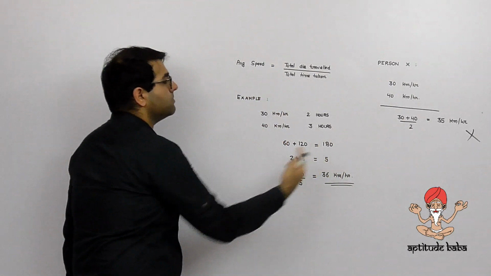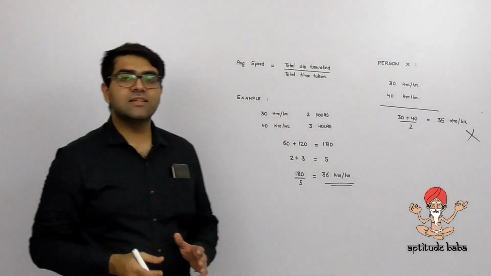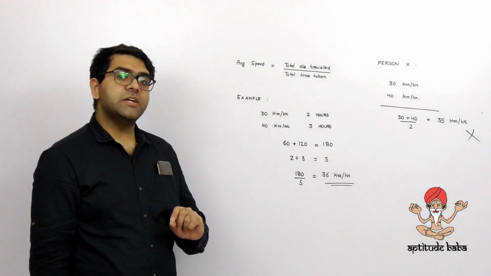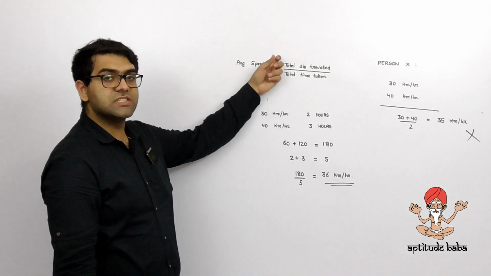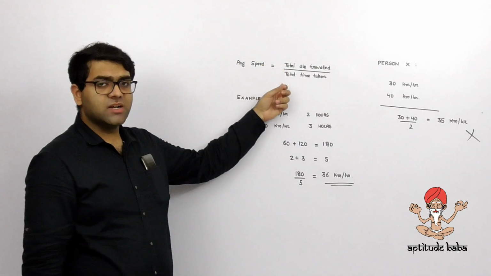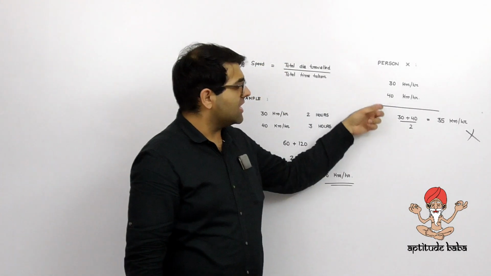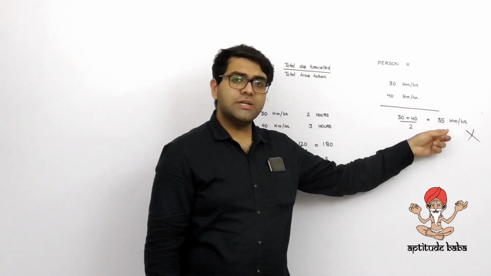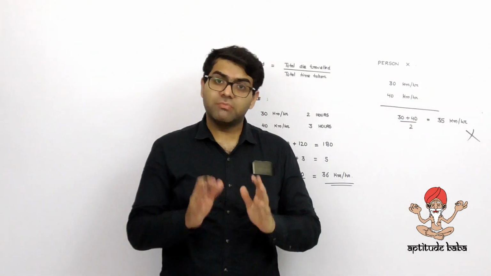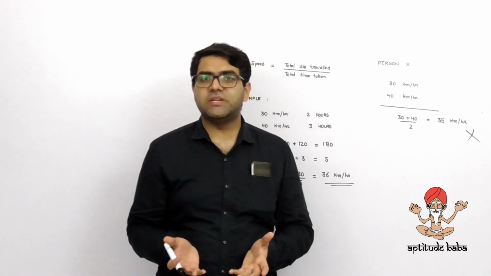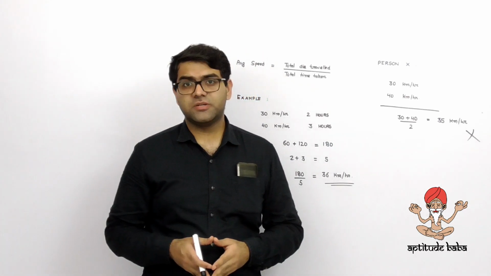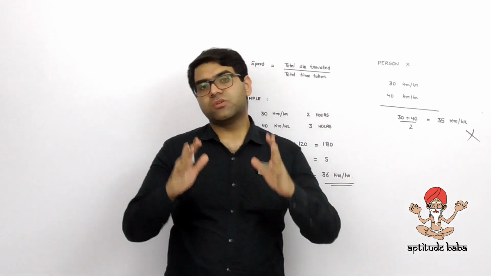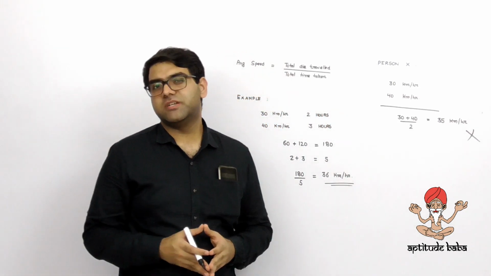Hopefully, these two simple examples help us understand the concept of average speed. In order to calculate average speed, you need to have both the total distance traveled as well as the total time taken. Just by taking an average of speeds, it is not average speed. This 35 kilometers per hour is not the average speed. You might call it the average of speeds, but it is not average speed. Hopefully, we are able to understand the basic definition or the basic funda of average speed.